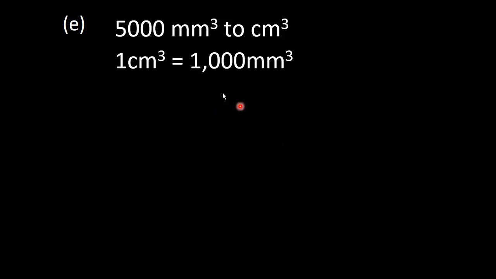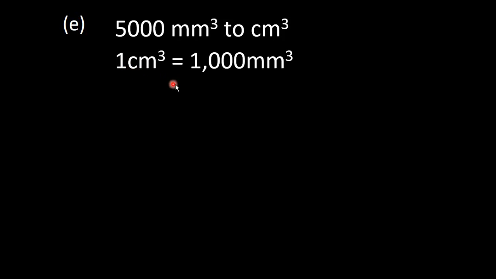Let's look at this: 5,000 cubic millimeters to cubic centimeters. First of all, we know that 1 cubic centimeter is equal to 1,000 cubic millimeters. How this comes about, the same way we've been doing it: 1 cubic centimeter is the same as 1 centimeter times 1 centimeter times 1 centimeter. But we know that 1 centimeter is equal to 10 millimeters.